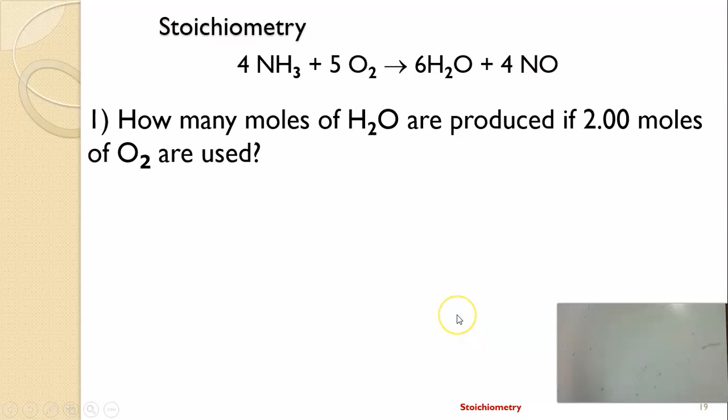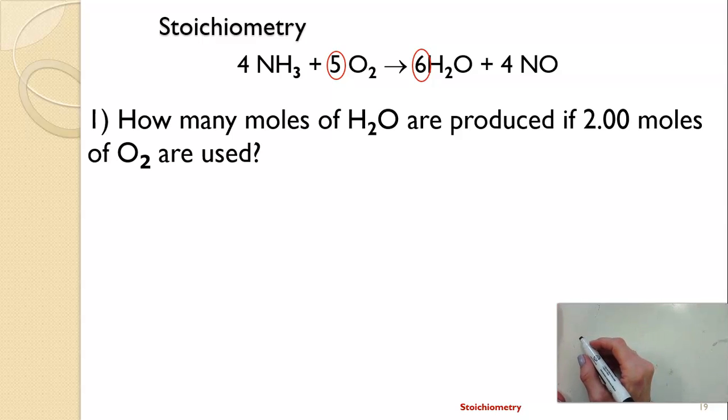How many moles of water are produced if 2 moles of oxygen are used? Let's look and see what we have here. Water and oxygen. Here's my oxygen. There are 5 moles of oxygen and 6 moles of water. So I'm going to show you how we do these stoichiometry calculations down below. Make sure you can see that.